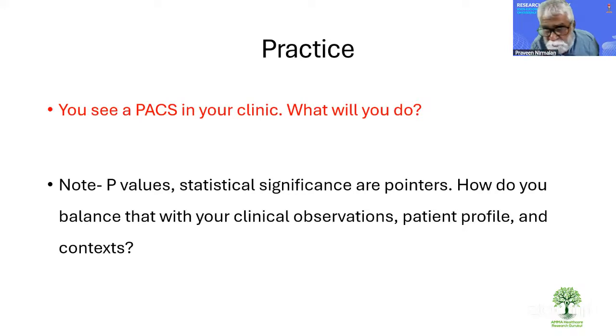We saw that in the IOP, 15.75 versus 16.4, p-value 0.02. Clinically, do I think that that's a significant difference? So do I say I will do it because the p-value is 0.02 or not? So you need to start thinking that you need to balance that with your clinical observations, patient profile, and context.